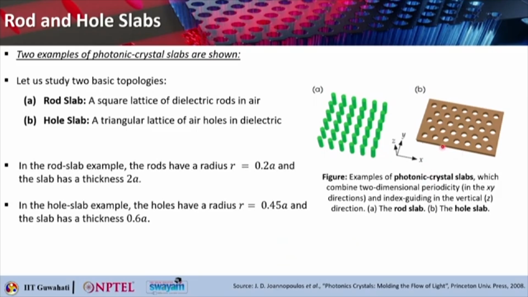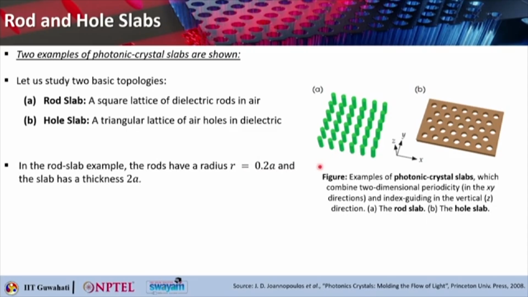So in this particular example, the thickness is 2a, that is good. So what about the radius of the holes? The radius of the holes is taken to be r equals 0.45 a, and in the case of the rod slab, the radius was 0.2 a, as I mentioned.